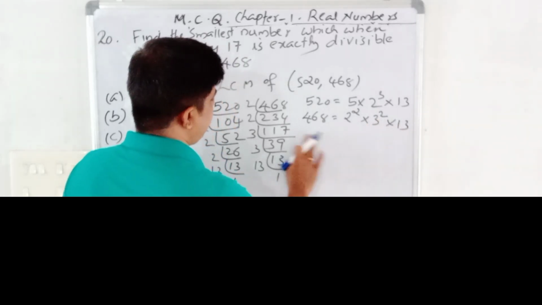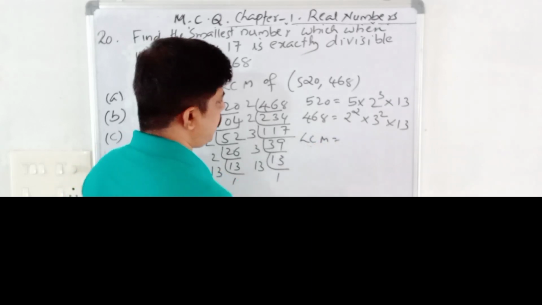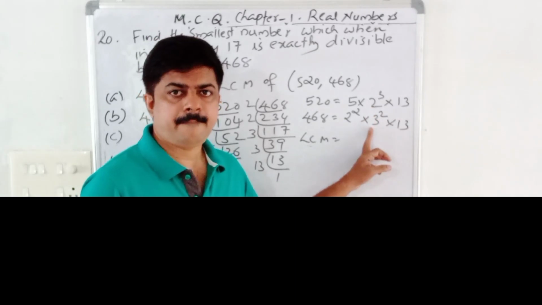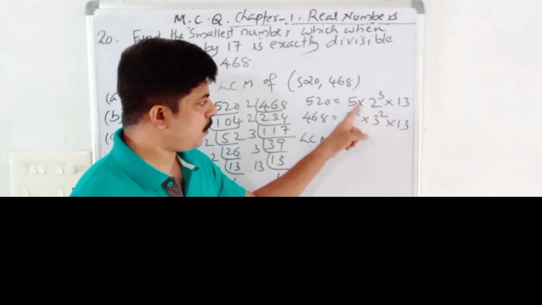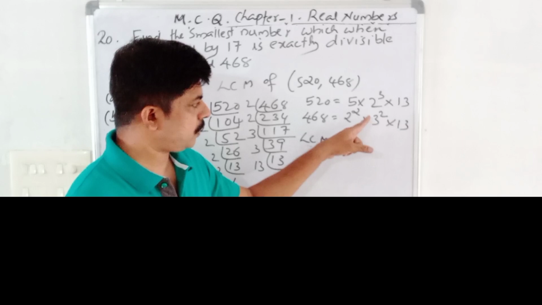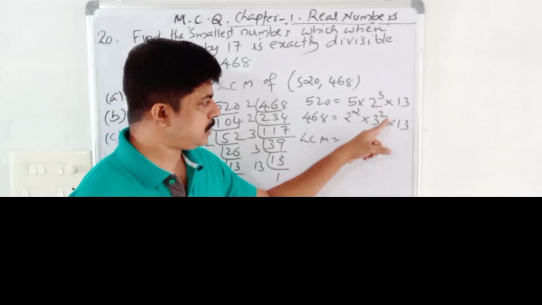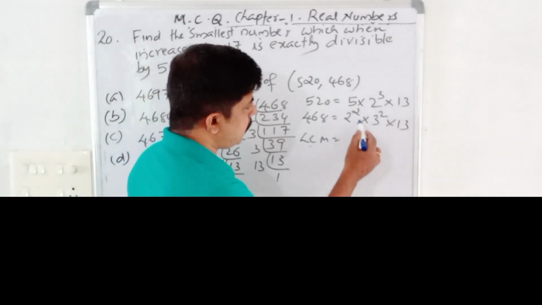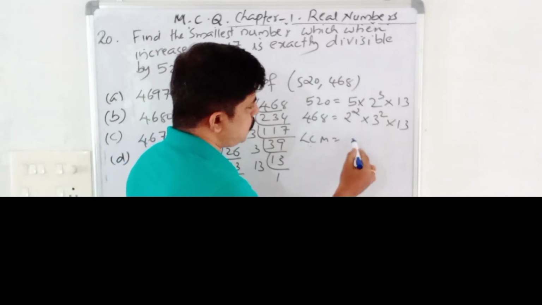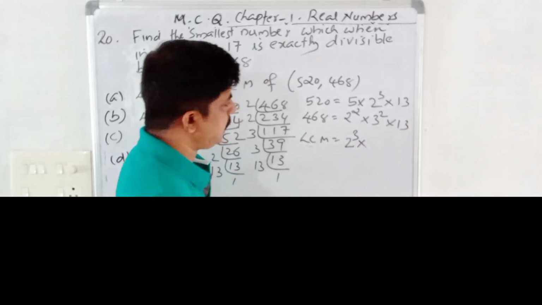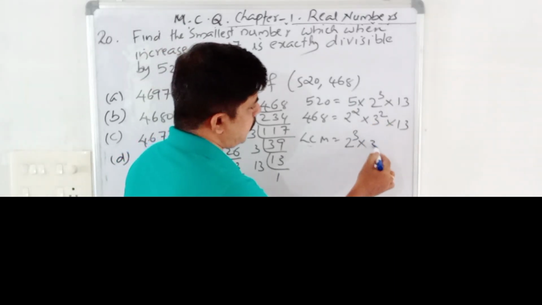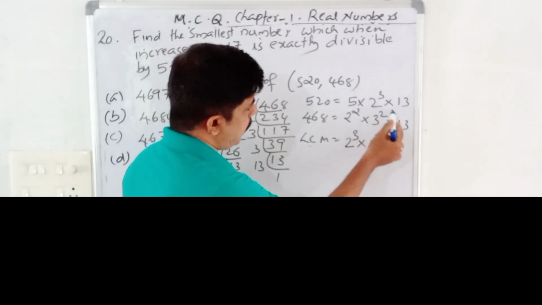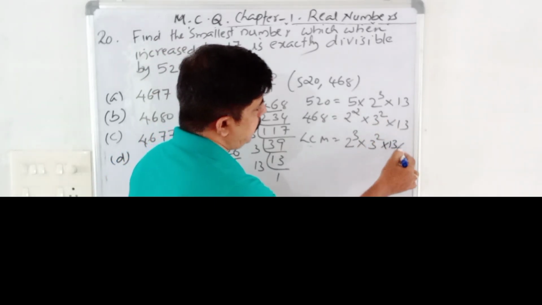We have to find the LCM. LCM is the product of the greatest power of each prime factor involved in both the numbers. All the prime factors should be included. Therefore, 2 raised to 3 is the greatest, 3 squared, we cannot leave any number. We should be including all the numbers. Therefore, here we have 5, 13 is common.